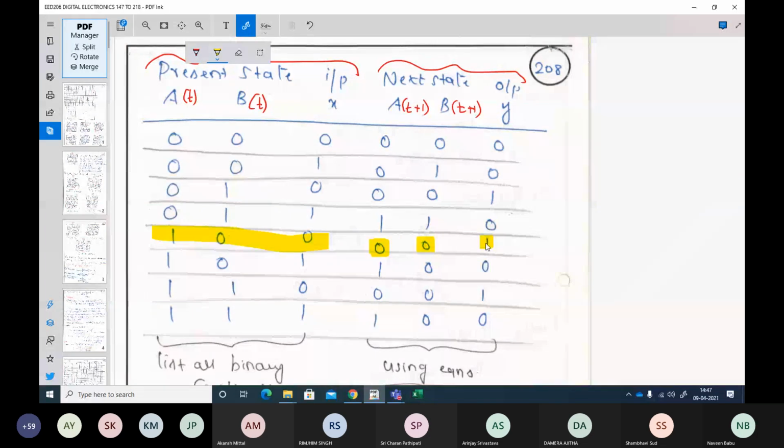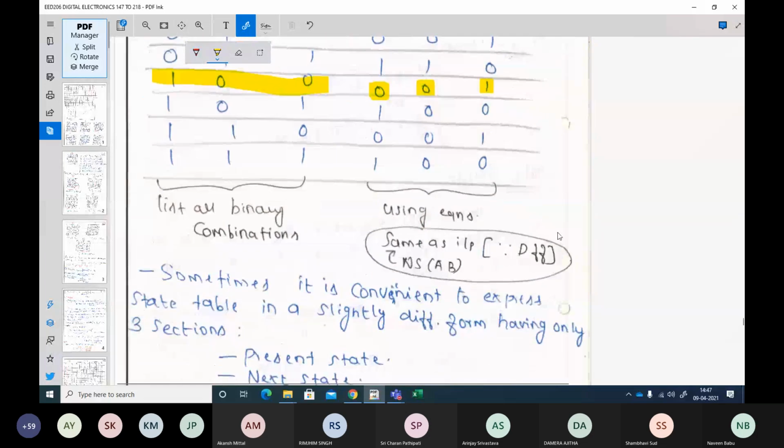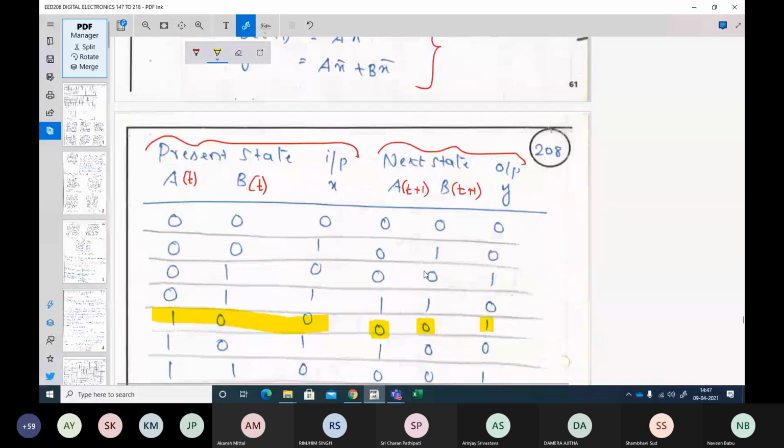List all binary combinations. You will fill the first 3 columns and in the next output columns, you will fill using the equations. Okay, so if you are using a D flip-flop, the inputs and the outputs are the same. Since this is a D flip-flop, it is very simple. If it is a JK flip-flop, then you must use your knowledge of the excitation table. We will do that example also.